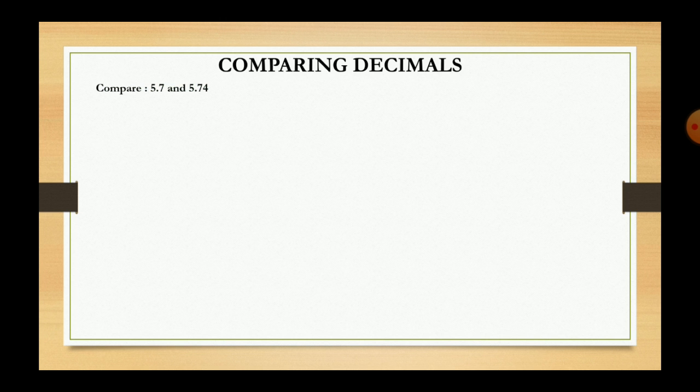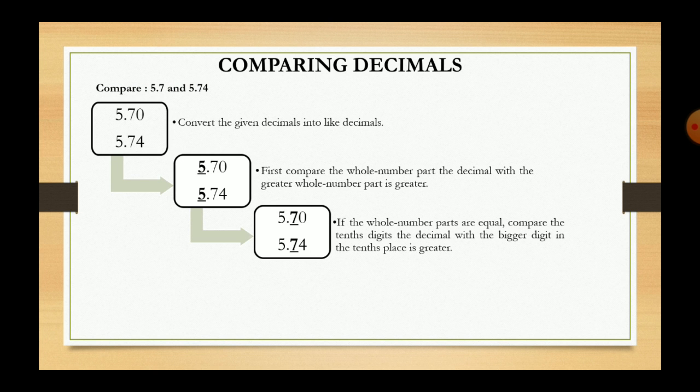Here you can see 5.7 and 5.74 are unlike decimals. So to make these unlike decimals into like decimals, let's put a 0 at the end of 5.7, right? So the number becomes 5.70 and 5.74. After converting the unlike decimals into like, let's compare the numbers by comparing the whole number parts of both the numbers. Both the numbers are 5, so both the whole numbers are equal.